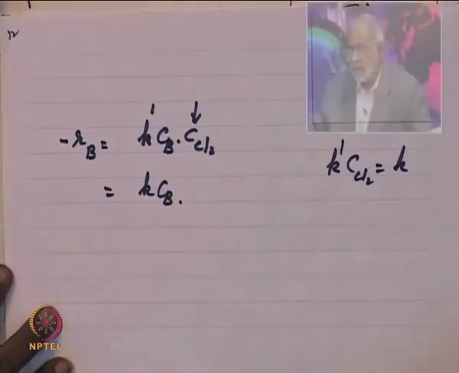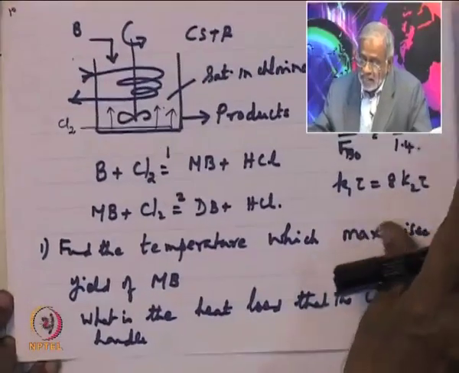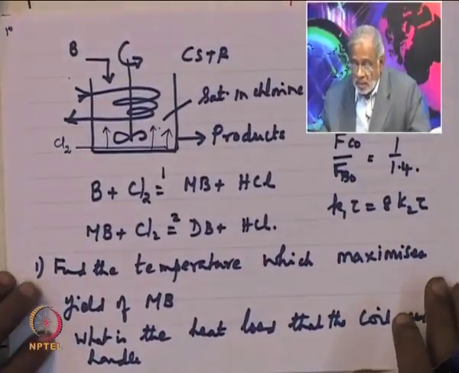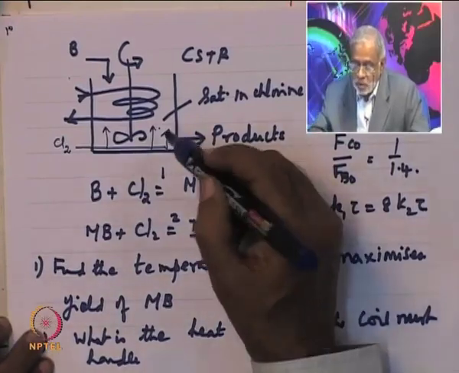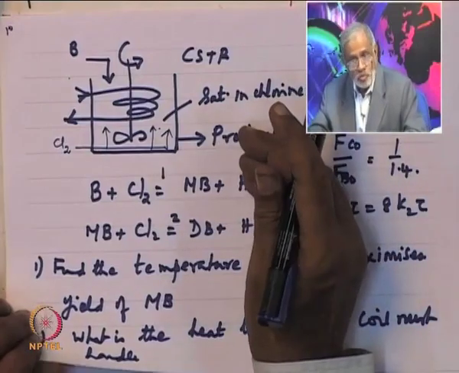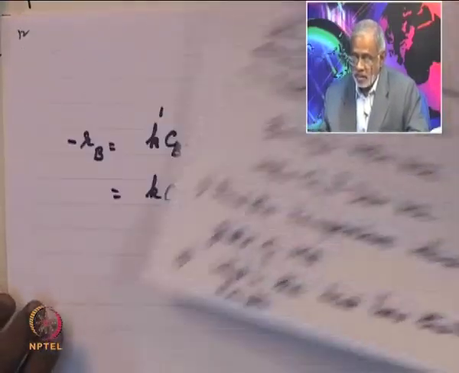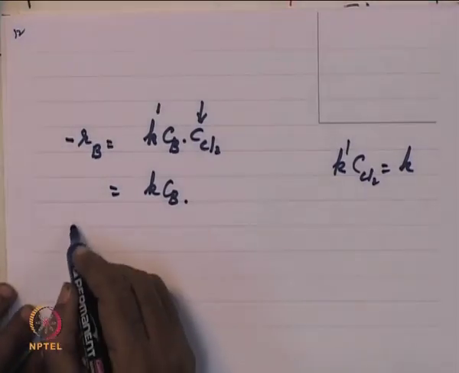So, what is being said is the following, that the chlorination reactions that are taking place in the liquid phase are second order reactions, but in view of the fact that the chlorine concentration in the liquid does not change, we can assume it to be a pseudo first order reaction. With this, we can write the material balance for, let us say, dichlorobenzene.